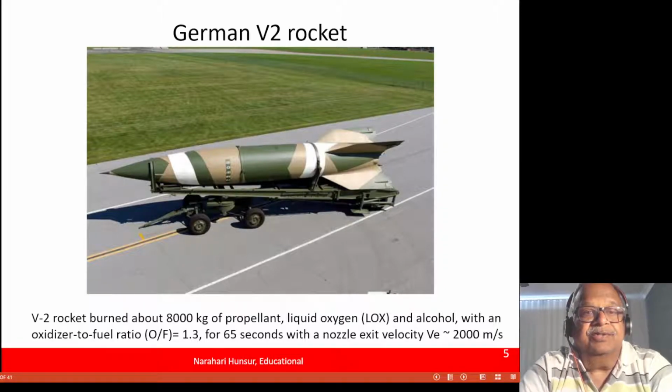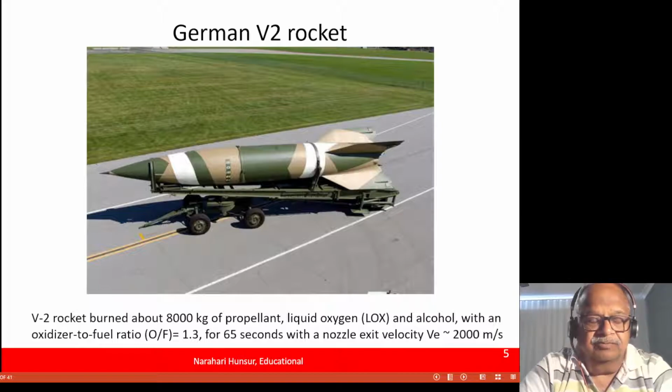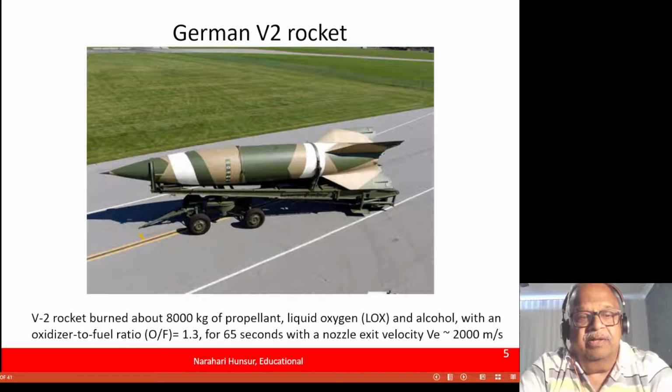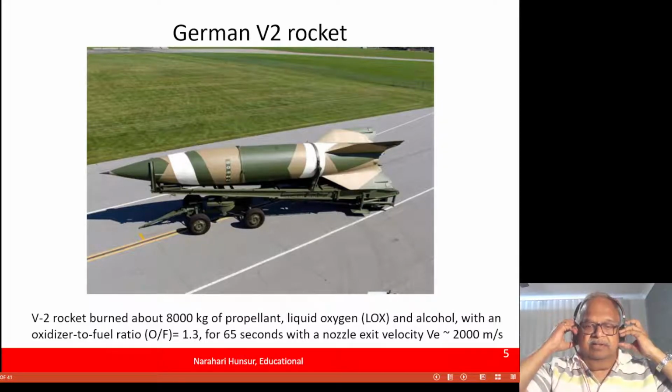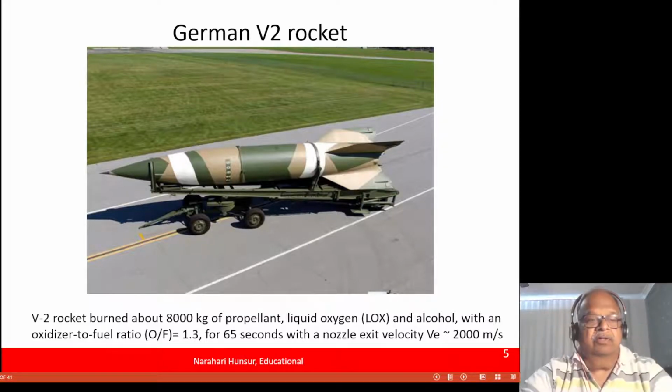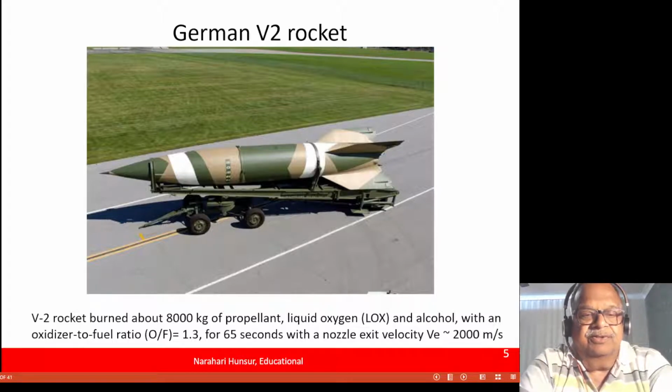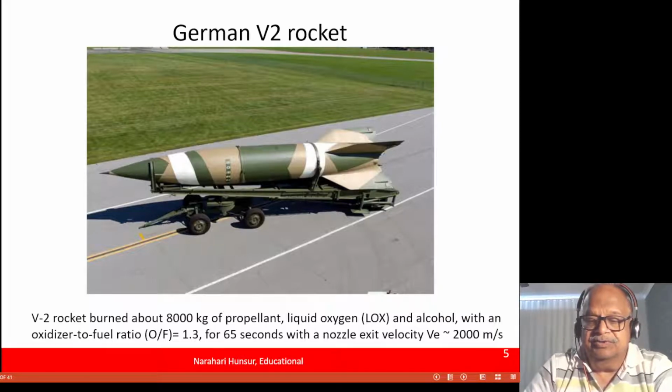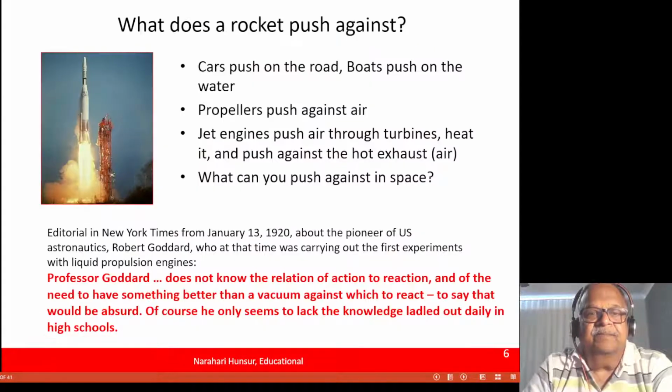However, at that time, the German scientists had developed a very, very powerful rocket called the V1, V2. And the V2 rocket burned about 8,000 kgs of propellant, basically liquid oxygen and alcohol, with an oxidizer to fuel ratio of about 1.3 for 65 seconds. And the exhaust gas velocity, as I mentioned earlier, was 2,000 meters per second. So this was used extensively during World War II, especially against the British.